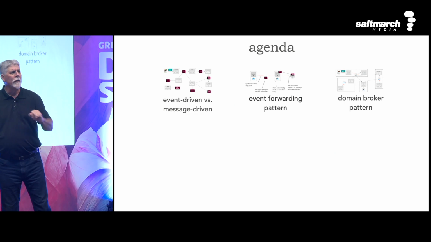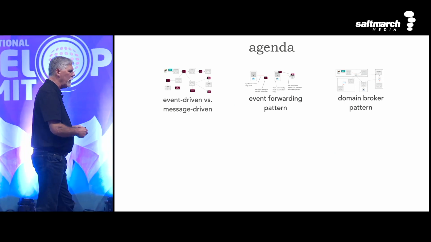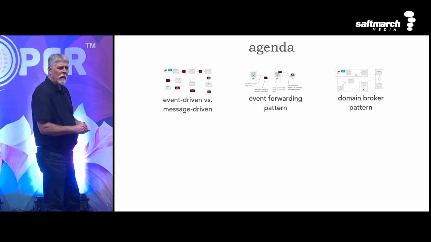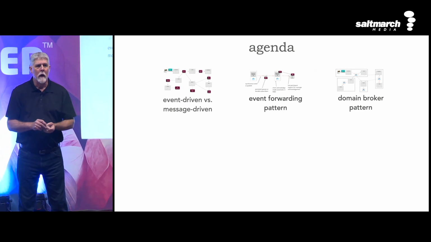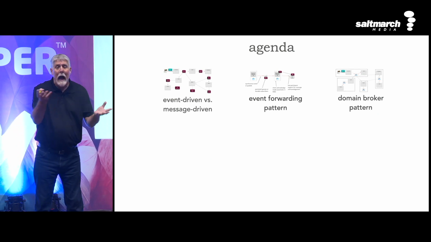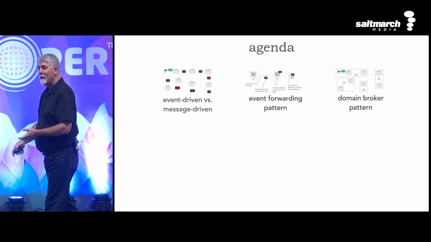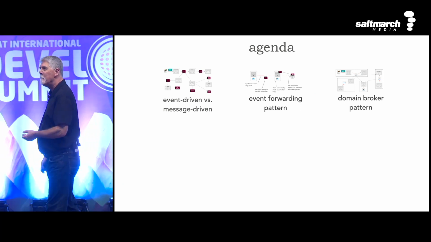We'll look at something called the domain broker pattern. This is about more the physical topology of how many queues or how many brokers should I have? Do I have one Kafka cluster or maybe 6? Can you help me answer that? Sure, there's a pattern for that. It's called the domain broker pattern.